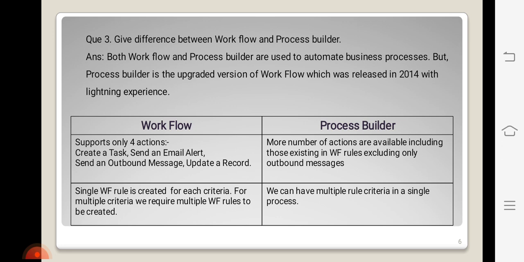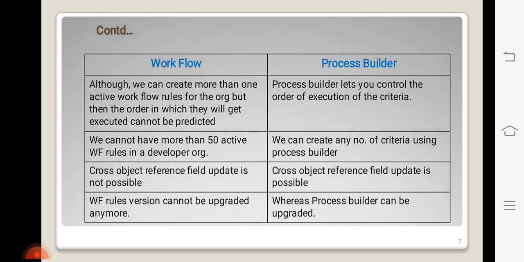And next, in terms of workflow rule, a single workflow rule is created for each criteria. For multiple criteria, we require multiple workflow rules, and in case of process builder, we can have multiple rule criteria in a single process. So in case of workflow rule, although we can create more than one active workflow rule for the org, the order in which they will be executed cannot be predicted.